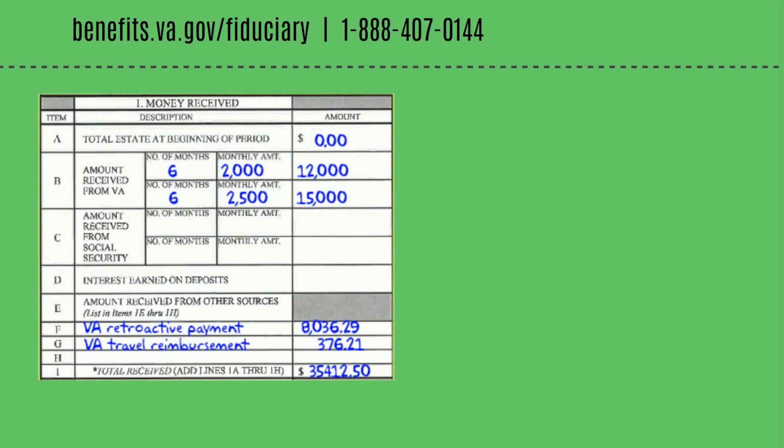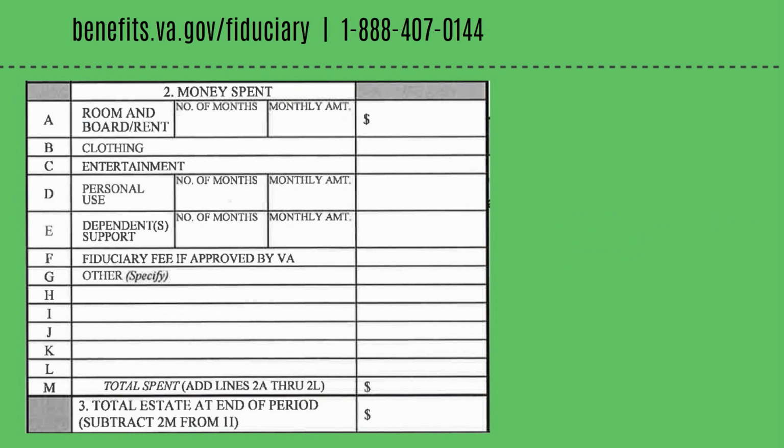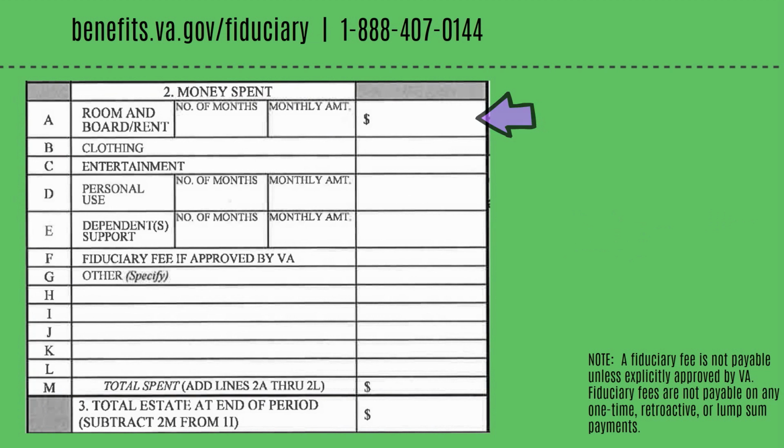Now that we've written down all of the funds we've received in the income section, we need to complete the section about how funds were spent. This section can be time-consuming, but we need to get it right in order to ensure that those funds are protected for the use of the beneficiary. There are a couple static categories of common expenses, including sections for room and board or rent, personal use or personal spending allowance, and clothing. Lines H through L are free fields where you can enter free text.